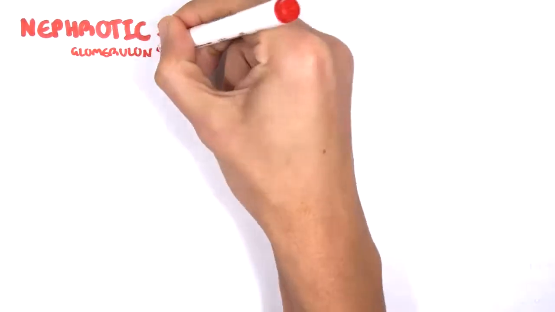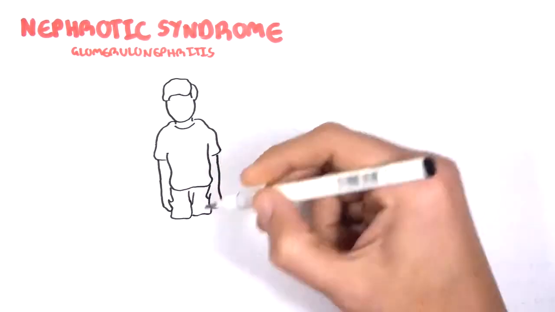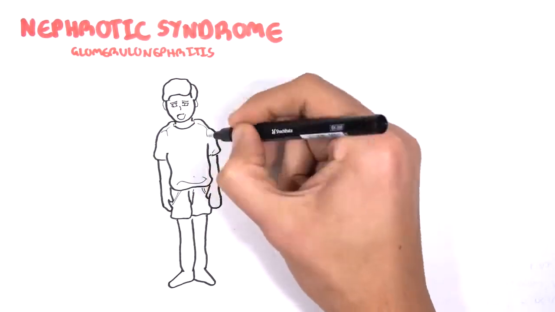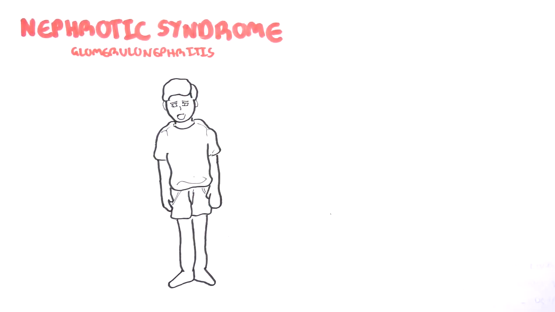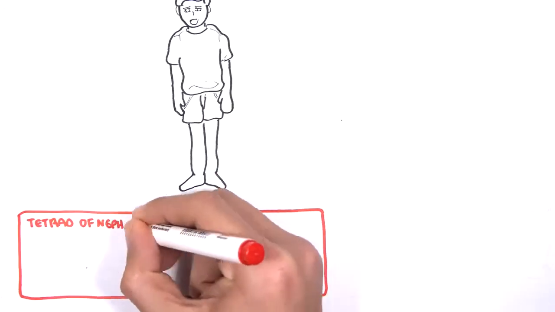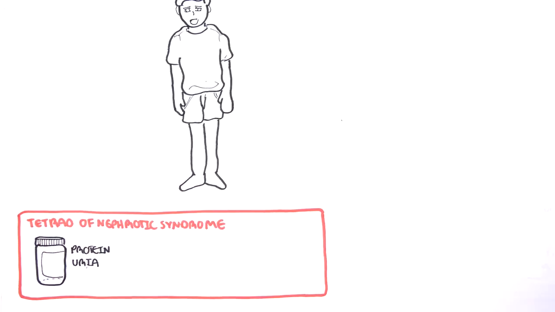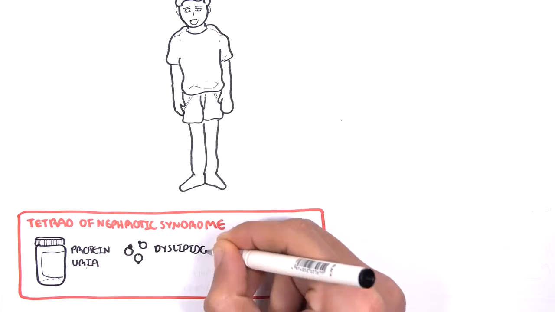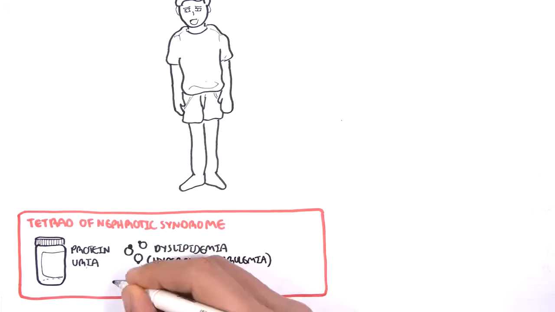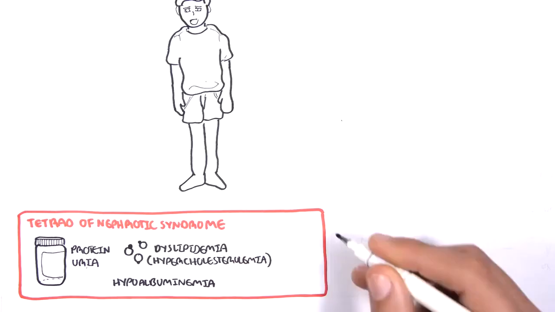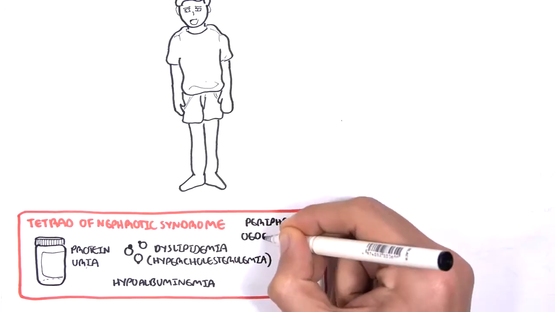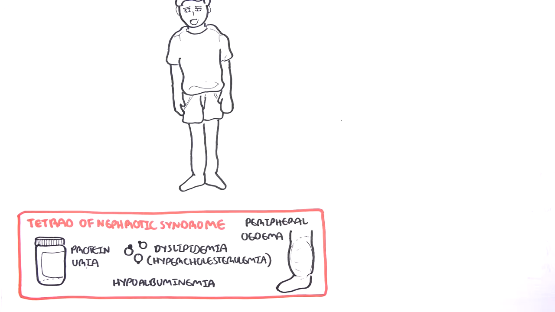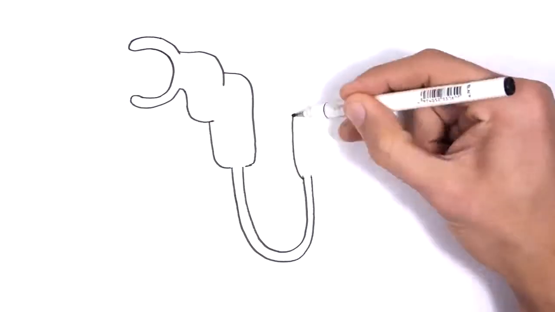In this video, we're going to talk about nephrotic syndrome and focus on the pathophysiology. So nephrotic syndrome presents as a tetrad of manifestations. And this tetrad is proteinuria greater than 3.5 grams in 24 hours, dyslipidemia, more specifically hypercholesterolemia. The third is hypoalbuminemia. And the last is peripheral edema or edema. So let us look at the pathophysiology and see how this tetrad occurs.